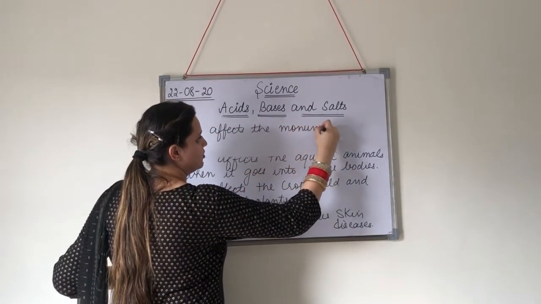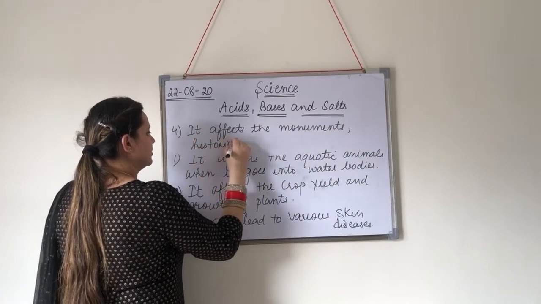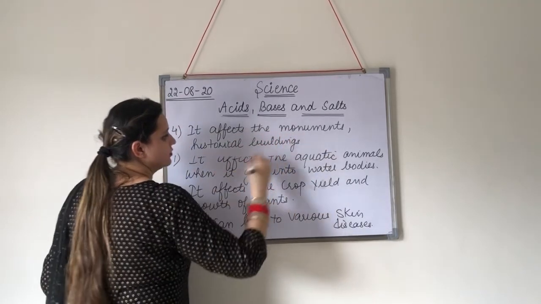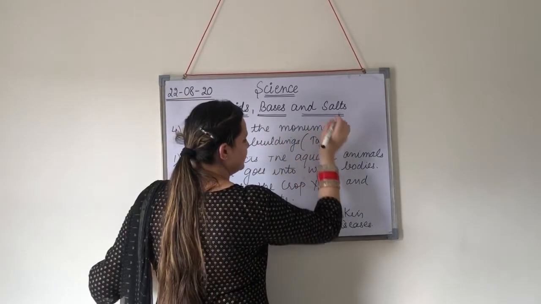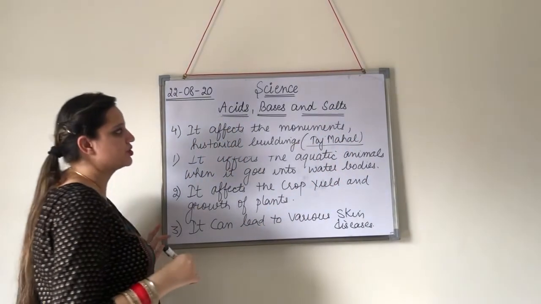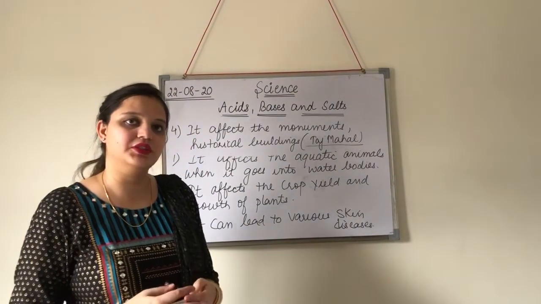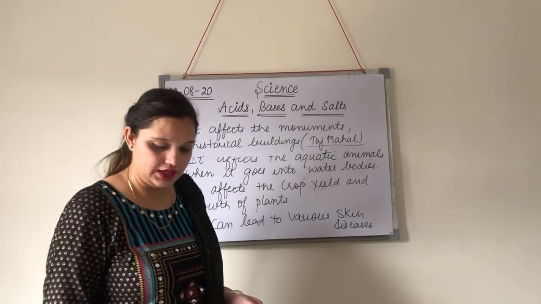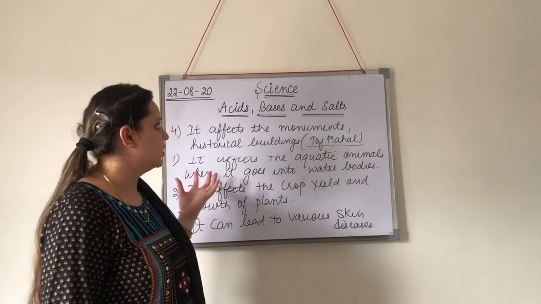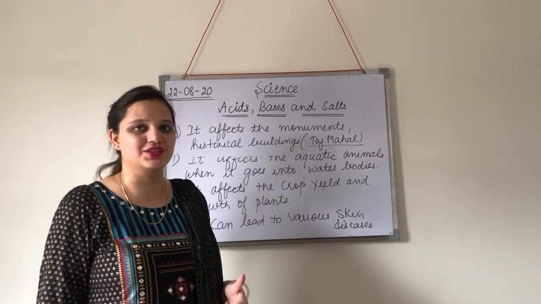Okay, so what can be the other effects? It affects the monuments or historical buildings. The best example is the Taj Mahal, right? So you can see the marble of the Taj Mahal is becoming yellowish due to the acid rain. Okay, so these are all the effects of acid rain. So in the next video we will be discussing the next topics. So I hope the concept of the indicators and the acid rain is clear to you in this video. Thank you.